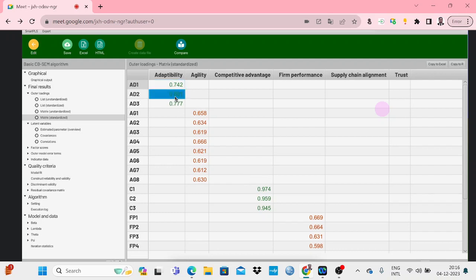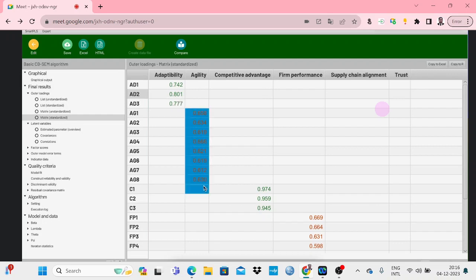For example, this is 0.8. So 0.8 times 0.8 means this second item alone explains this much variance in the underlying variable. And the cutoff value for CBSEM is 0.5. These loadings should be greater than 0.5. If they fall below 0.5, that means the model is not fitting very accurately.